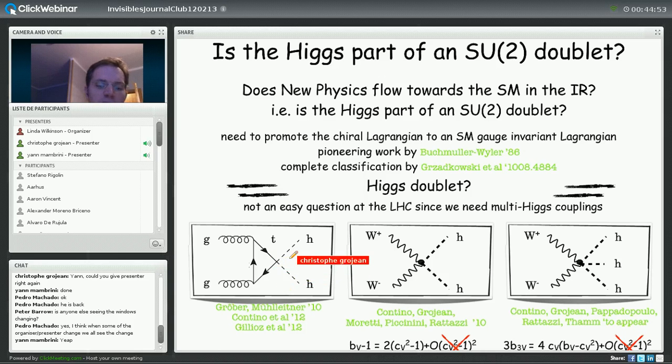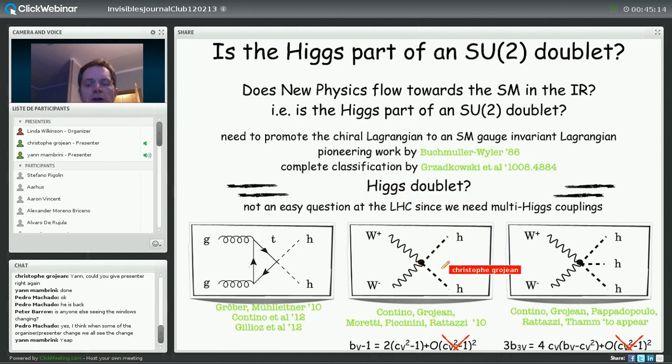So typically, when you are running at 300 inverse femtobarn, you can already say something about the existence of this new coupling. Then the other interesting process to probe whether or not the Higgs is part of a doublet is to look at WW scattering producing two Higgs bosons.